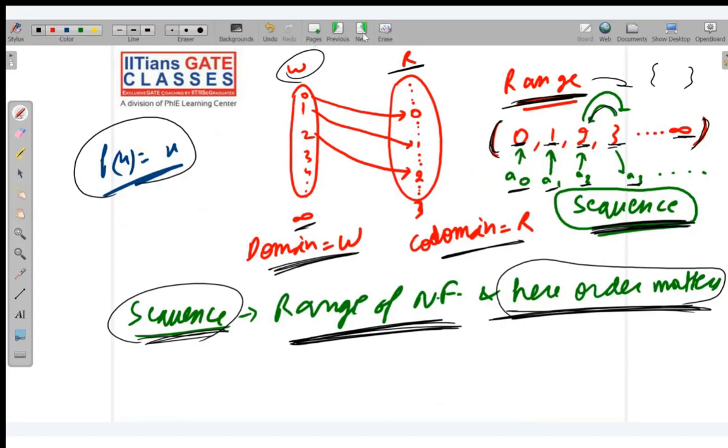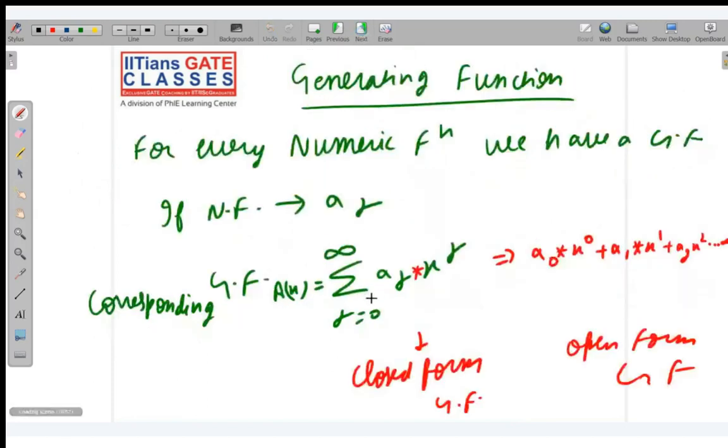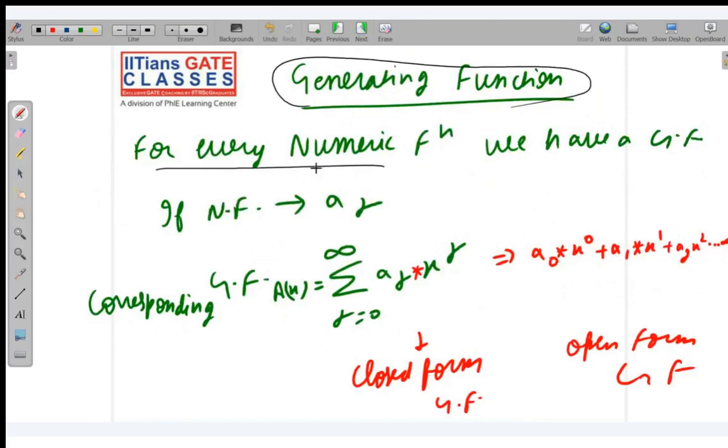Okay, now we are mature enough, we can start the generating function. So what is a generating function? For every numeric function. What is a numeric function? Please try to toss everything out of your mind. It is a normal function only, from whole numbers to real numbers. That's it. So for every numeric function, we have a generating function.